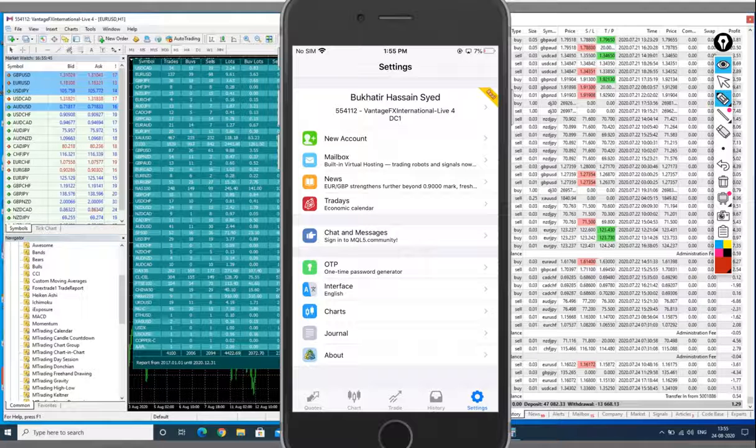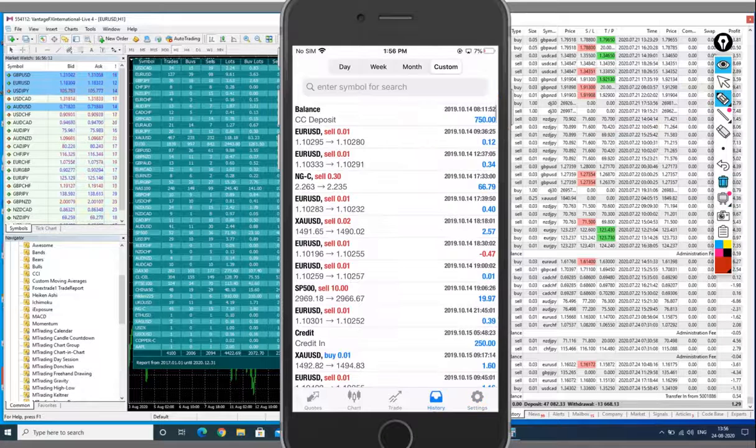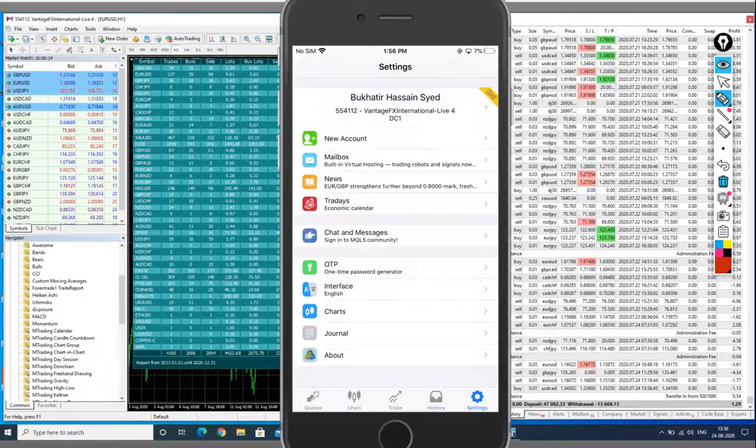We would like to analyze today the account of the trader Hussein, and he has the account in Vantage International Live, and he's a very good trader. From his analysis of the trades, there are many profitable trades, and he has achieved a 75% accuracy.